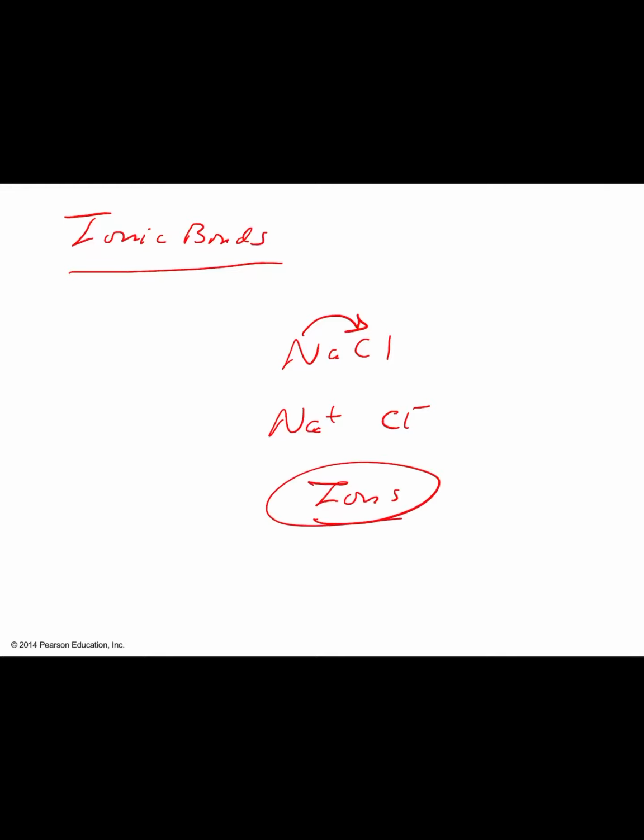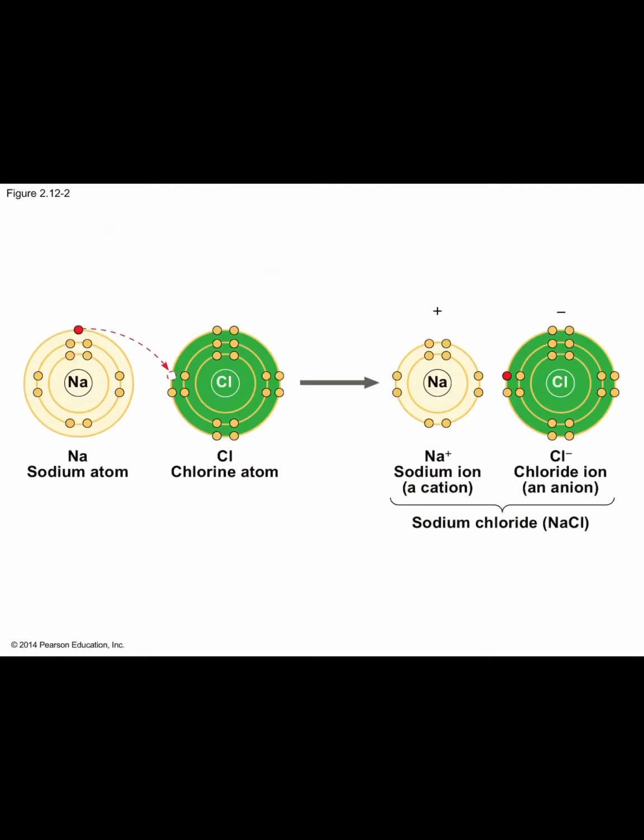These charged atoms are called ions. Okay, they're called ions. So let's take a look at why this happens. Here we have sodium. If you go back to the periodic table, you'll see sodium has an atomic number of 11. That means it has 11 protons, 11 neutrons, and 11 electrons.